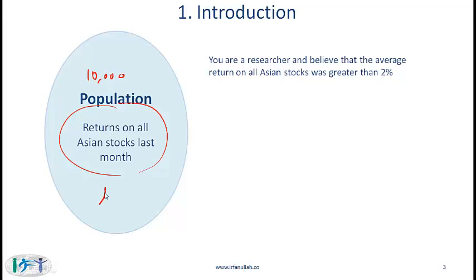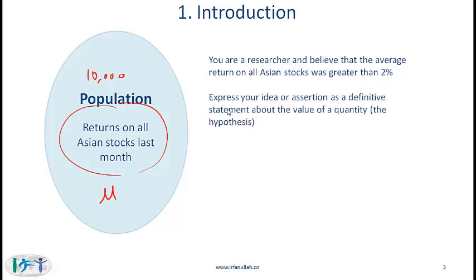So you have a view about the population mean, denoted by mu, and your assessment is that the mean return was greater than 2%. When we talk about hypothesis testing, what we do here is express our opinion or assertion as a definitive statement. That statement is called the hypothesis, and we are going to learn how to define a hypothesis.